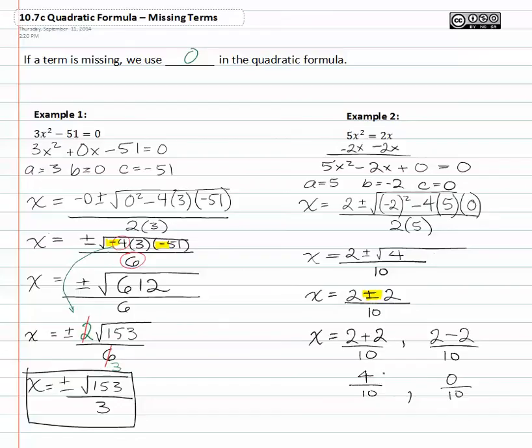This one will reduce if we divide both the numerator and the denominator by 2. So our final fraction is 2/5. We can't have a 0 in the denominator. That would make that undefined, but zeros in the numerator are okay. 0 divided by any number is 0. So x is equal to 2/5 and x is equal to 0.